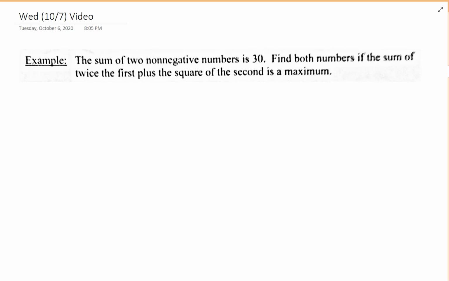The sum of two non-negative numbers is 30. Find both numbers if the sum of twice the first plus the square of the second is a maximum. Ooh, this time we're looking for a maximum. Yesterday we worked on finding a minimum when it came to a problem similar to this.